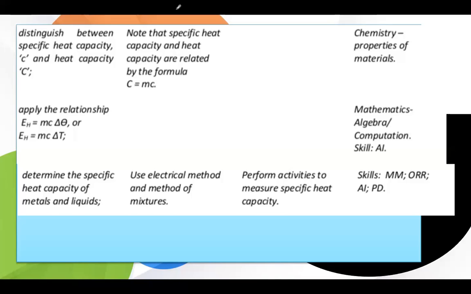So if an object can hold a lot of heat, it will take a lot more heat to raise its temperature than a regular object. So if, say, water is able to hold more heat than alcohol, you'll find that it will take a lot more heat to raise the temperature of water than it would take to raise the temperature of alcohol. And I think that makes sense to me. I understand that, right? So we should know that specific heat capacity and heat capacity are related by the formula.